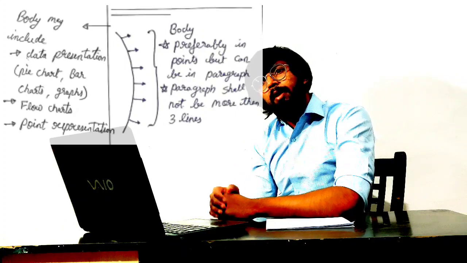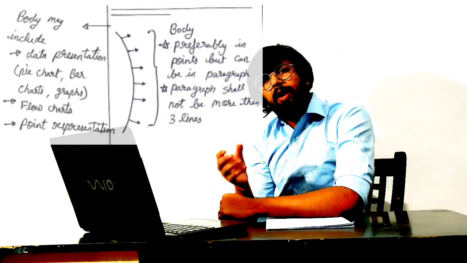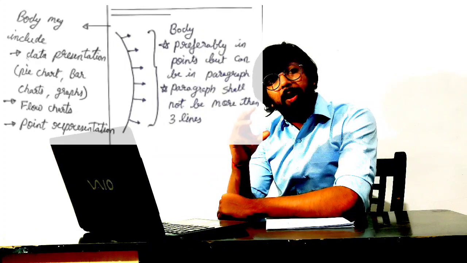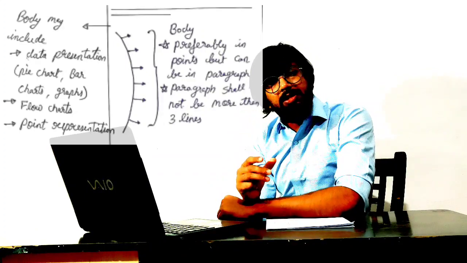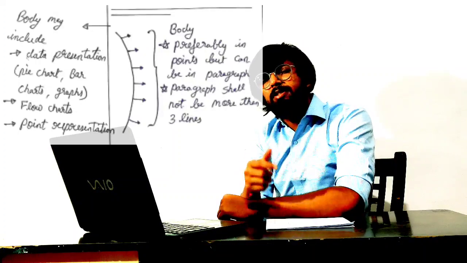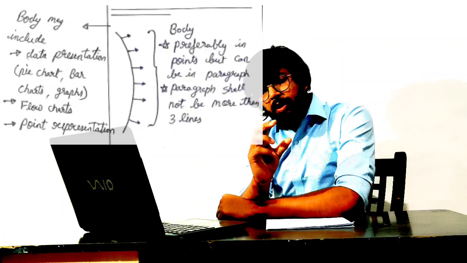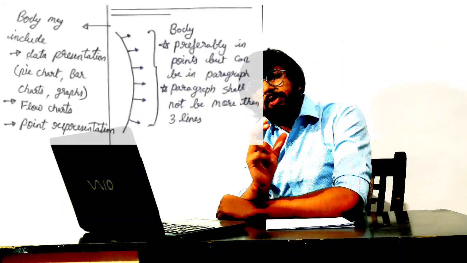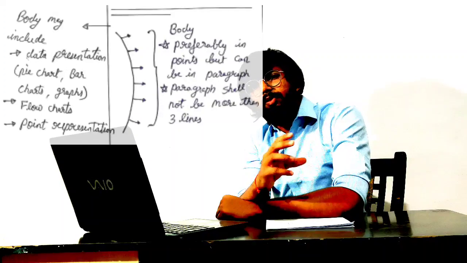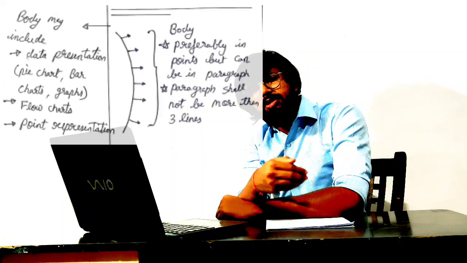The third thing in the body part is, if you're writing the body in paragraphs, make sure that you do not write bulky paragraphs of 7, 8 lines, because the word limit doesn't allow this. So the maximum length of the paragraph should be 3 lines. After 3 lines, or 3.5 lines, you should change the paragraph.